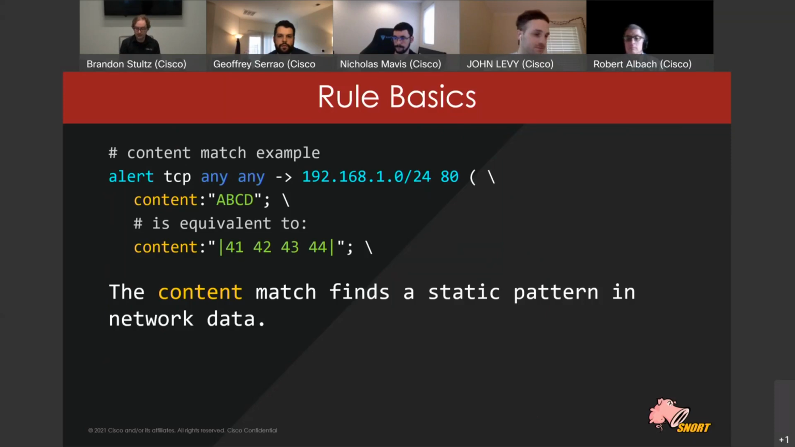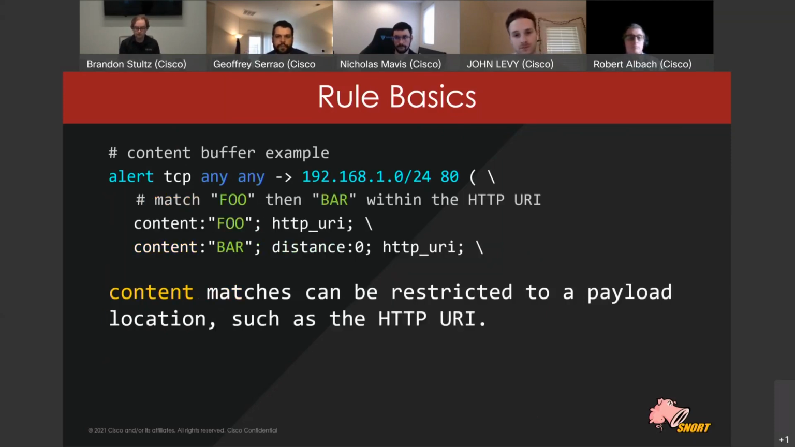And this is what a Snort 2 content match would do. It would have buffer selectors that would reduce or select buffers that the content match would operate on. Here we have a content match foo and a content match bar, and they're both matching HTTP URI. But you probably noticed that we have to repeat ourselves. For every content match, we have to tell Snort 2 where we want that match to occur.